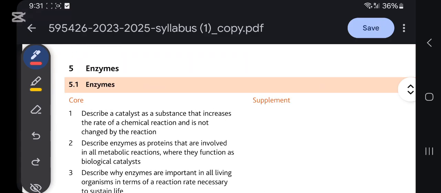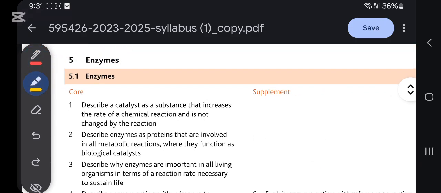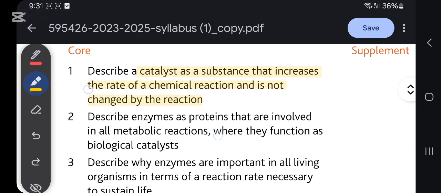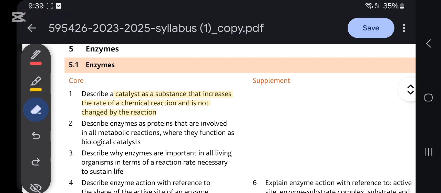Now moving on to catalyst. A catalyst is basically a substance that increases the rate of a chemical reaction and is not changed by the reaction. It is added in reactions, increases the rate of the chemical reaction, and is not changed by the end of the reaction. Enzymes are proteins that are involved in metabolic reactions where they function as biological catalysts.